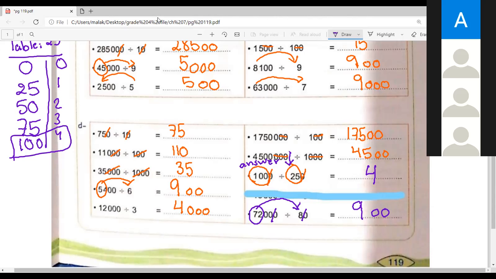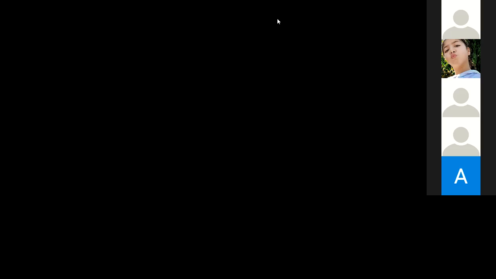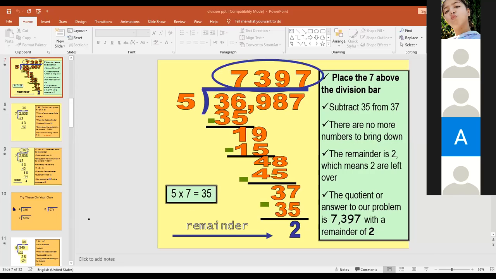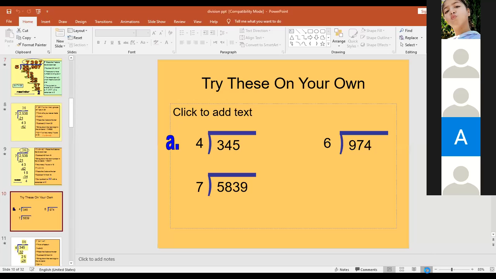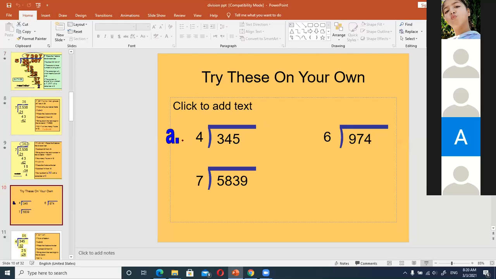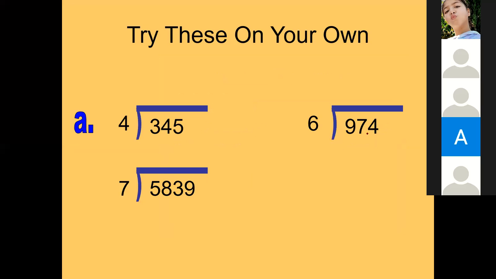I will move to another page, okay? This is for us. How do we divide two numbers together? So today we will practice. We will divide 345 by 4, 974 by 6, 5839 by 7. We said that. This is the big division? Yes, this is the big division.